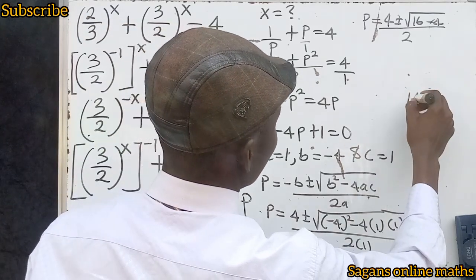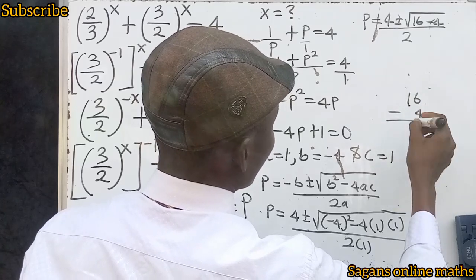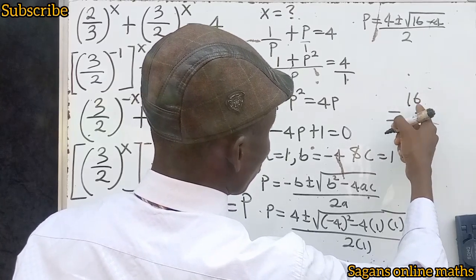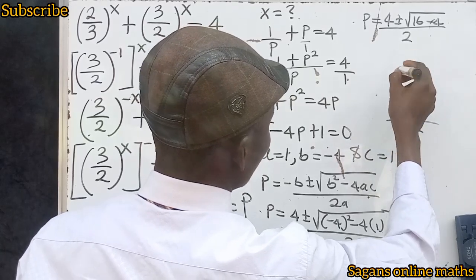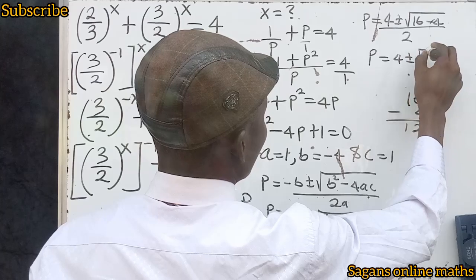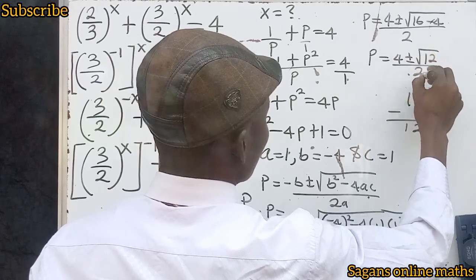Let's see, 16 minus 4, okay. Now 16 minus 4 gives us what? 12. So now P equals 4 plus or minus the square root of 12, divided by 2.